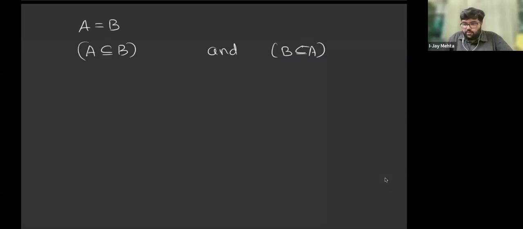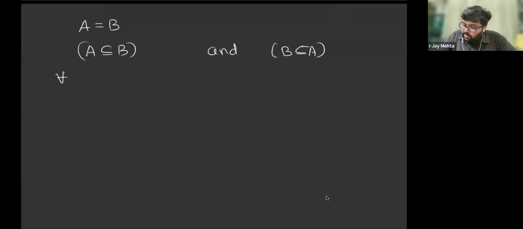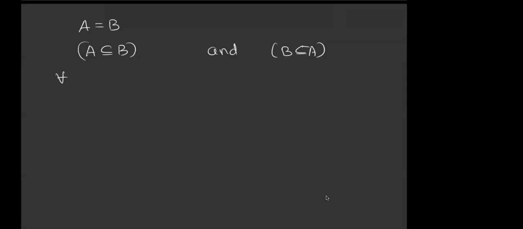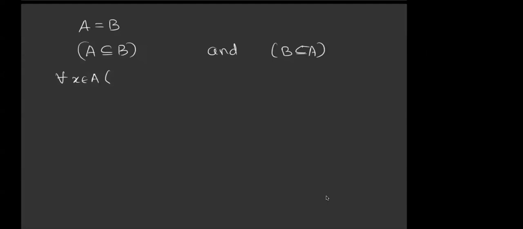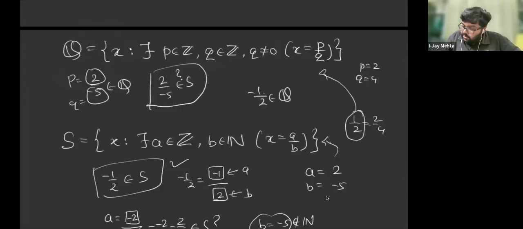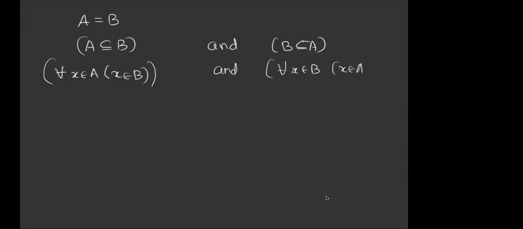Okay, so how do I write A subset of B in terms of quantifiers? Right, we know this. For all, given any x in A, x is in B. And similarly, given any x in B, x is in A.